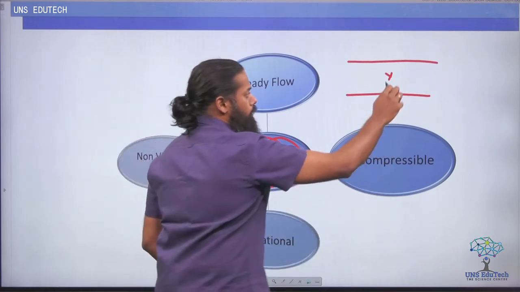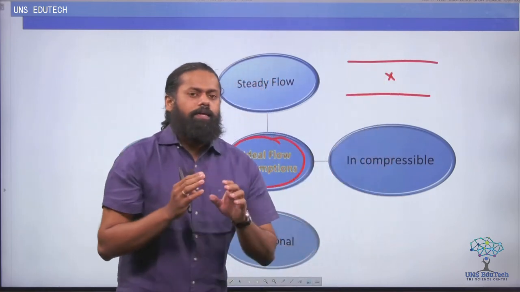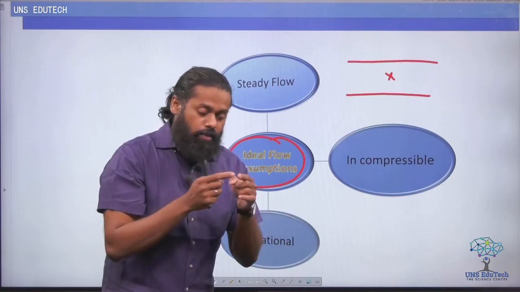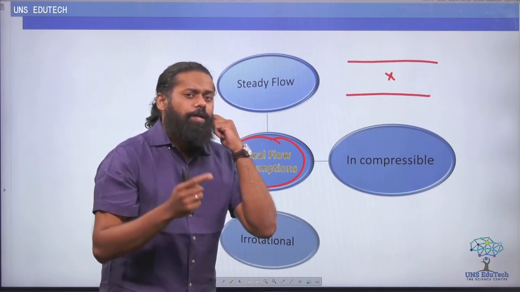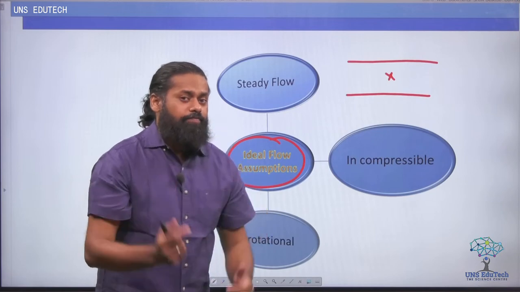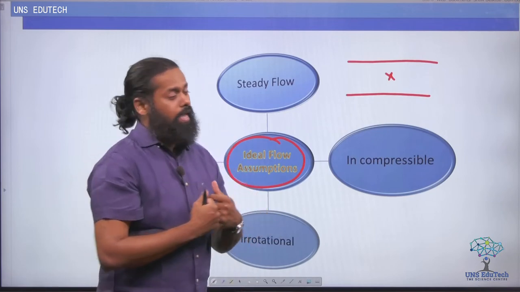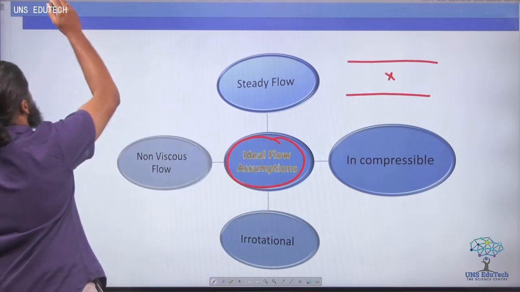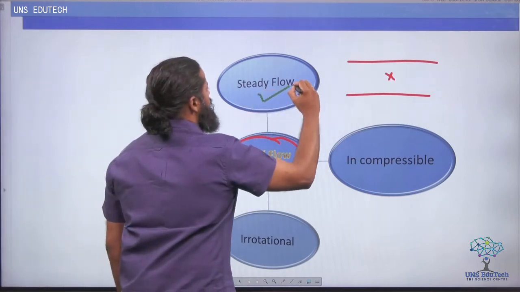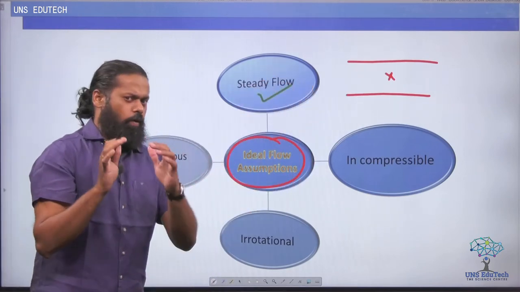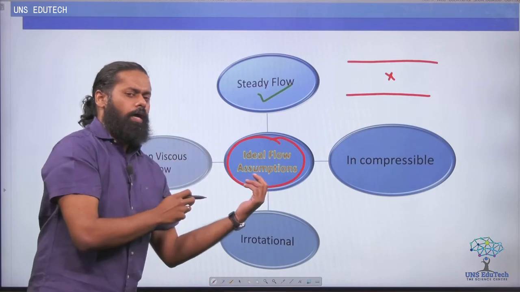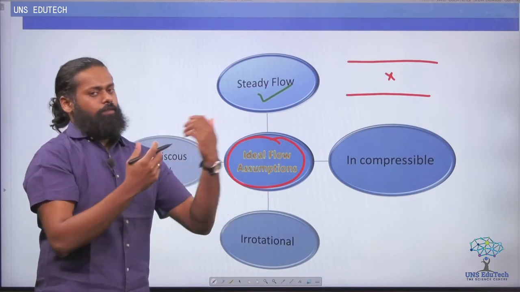So if you are doing that, you can see that the values are not changing. If you are measuring the velocity at that point, the values are not changing at that particular point. Such a flow is called steady flow. So the first assumption we are taking is that the flow is steady. The flow should be steady if you are going to apply Bernoulli's principle as well as the continuity principle.